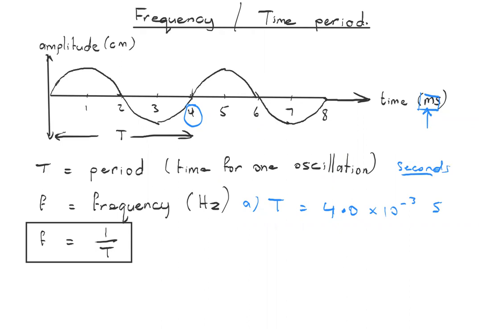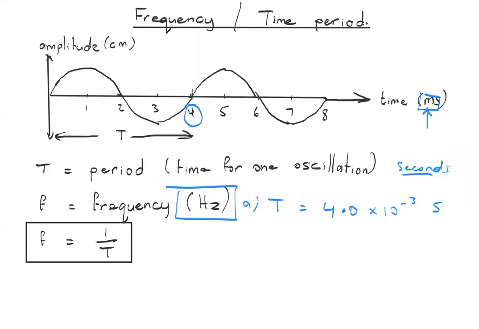Then we introduce the concept of frequency. Frequency is the number of cycles that occur in 1 second, and it's defined as 1 divided by the time period. That would have the unit per second, but it's given a special name, hertz, named after Heinrich Hertz.